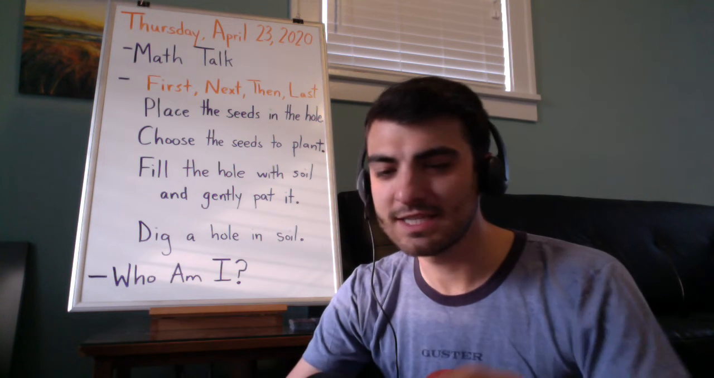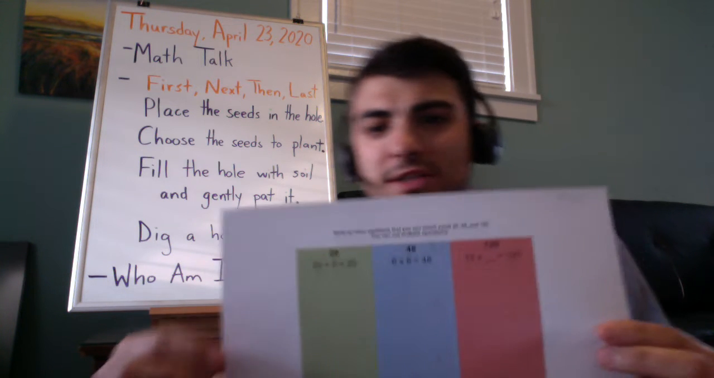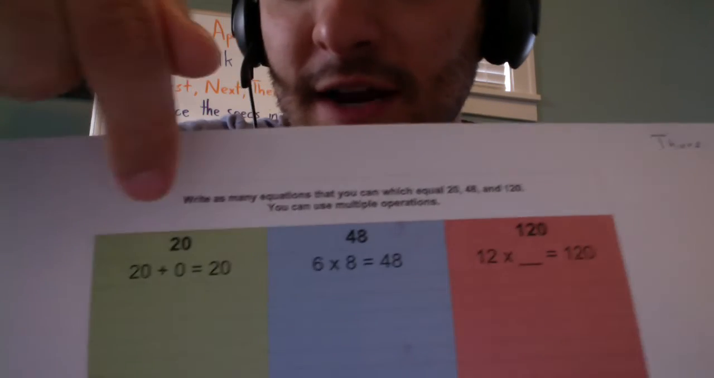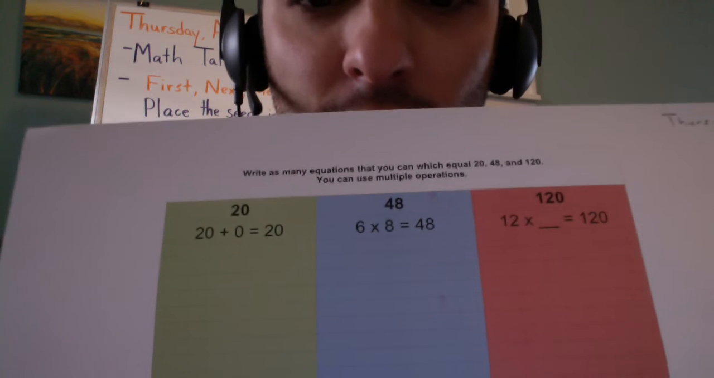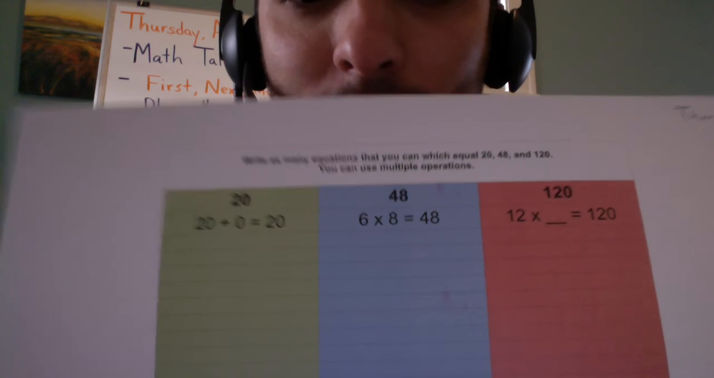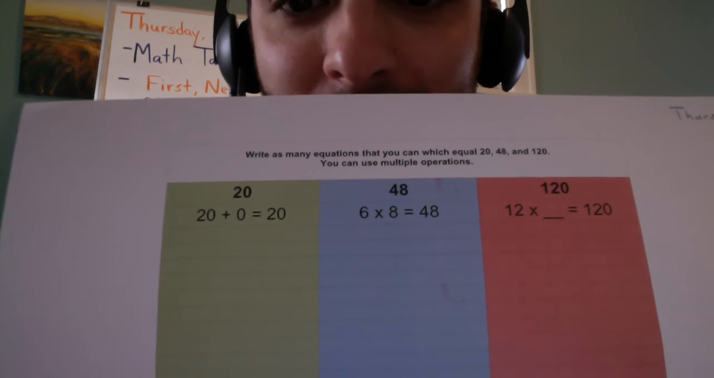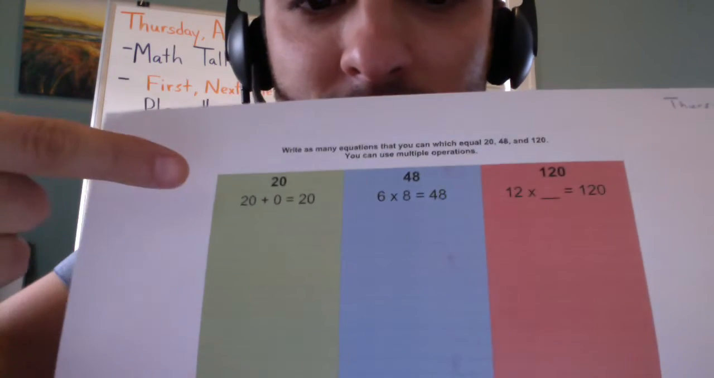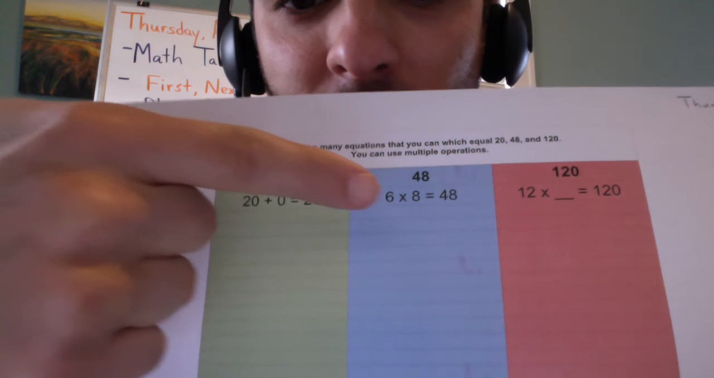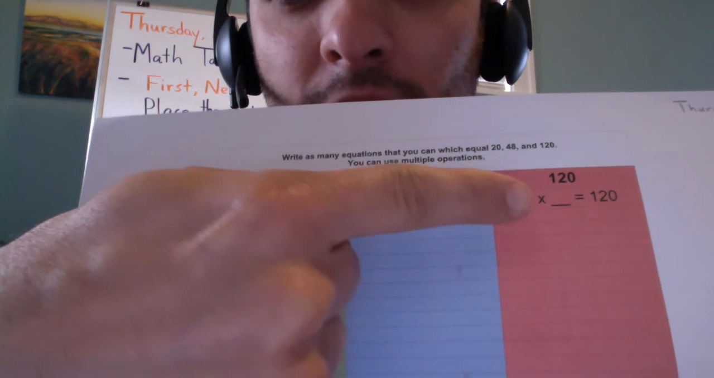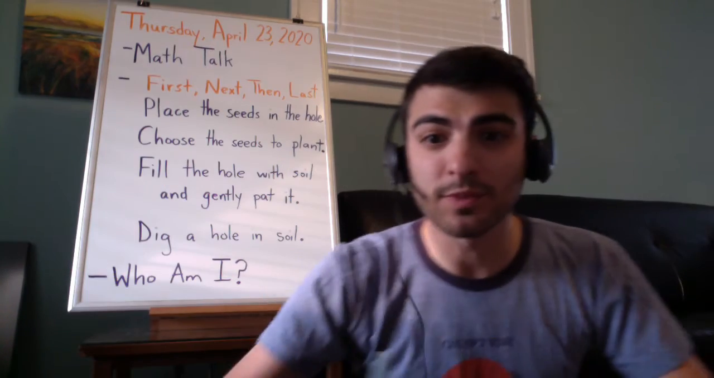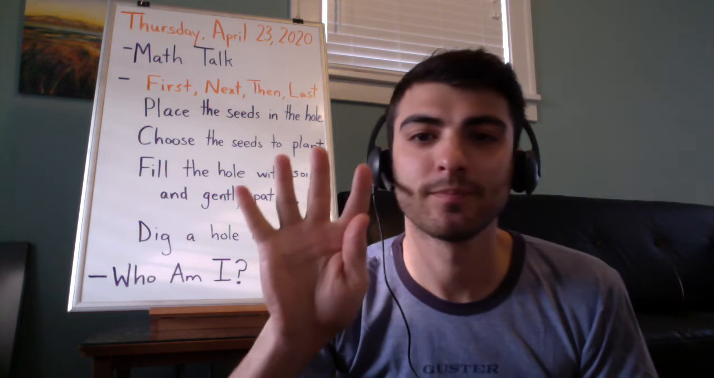All right, now today's math talk looks a little bit different. Its instructions, which are right up here, I'm going to read them to you. It says, write as many equations that you can, which equal 20, 48, and 120. You can use multiple operations. What I mean by multiple operations, well, there's 4 of them.